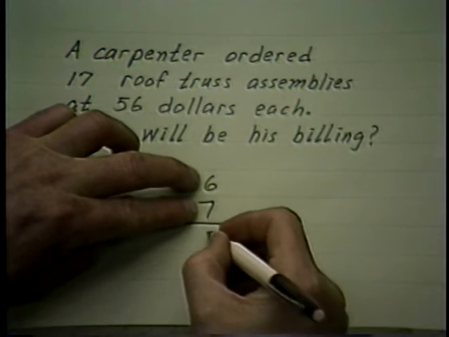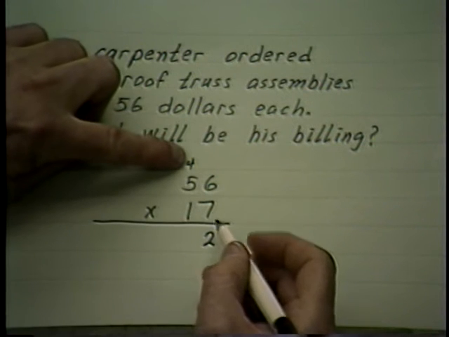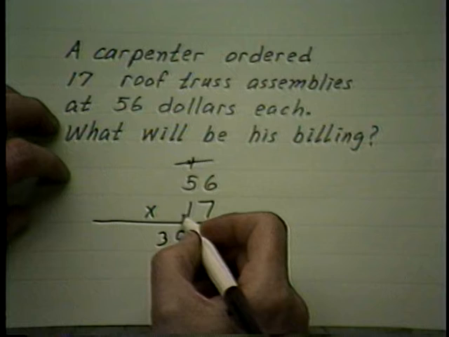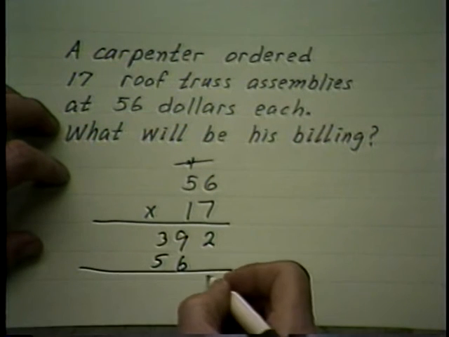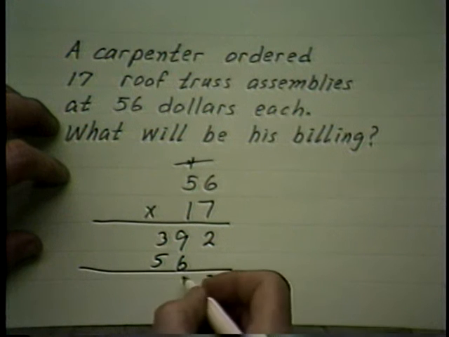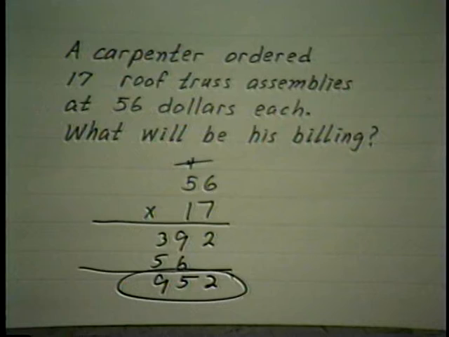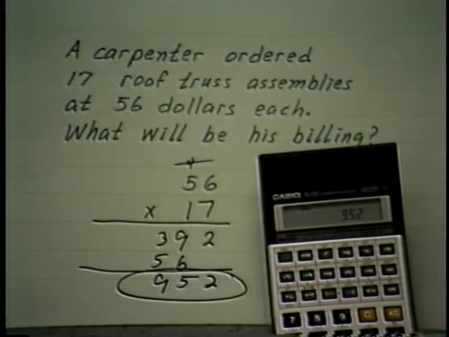7 6s is 42, carry the 4. 7 5s is 35, and 4 is 39. I'm done with that. 1 times 6 is 6, 1 times 5 is 5. Now adding 2, 15, 9, and I'm done. Now checking it with a calculator, and we got the same number.